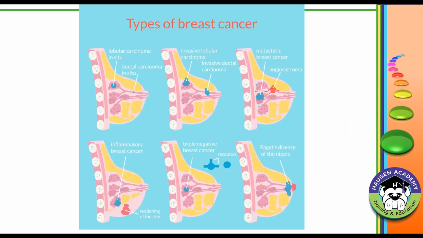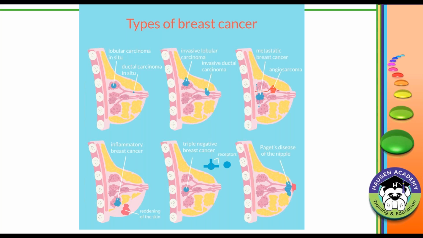And then we also have different types of breast cancer. So we have ductal carcinoma in situ. So that's the top left picture. That's a non-invasive cancer where abnormal cells have been found in the lining of the breast milk duct. The atypical cells have not spread outside of the ducts into the surrounding breast tissue. So that's what in situ means. It's just in that one area, hasn't spread.